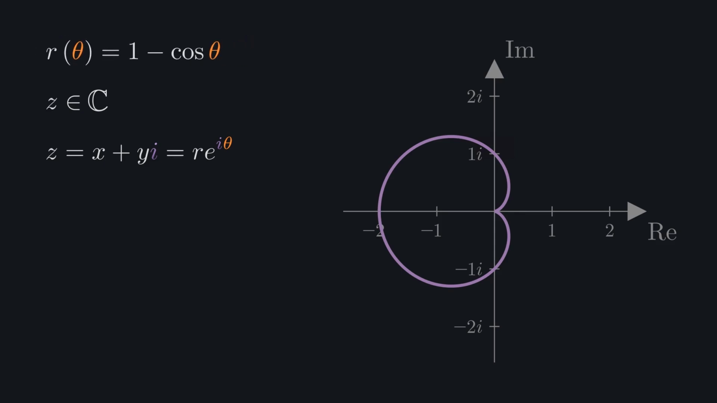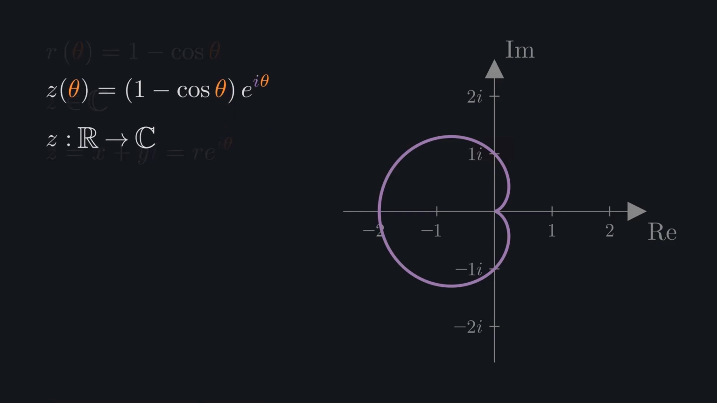We start from the polar form for a generic complex number, r times e to the i theta, and then we replace r with the expression from our polar form above. This lets us treat z as a function of theta, and as long as we limit the domain or input of this function to be real numbers, and consider its range or output to be complex numbers, we have successfully imported the cardioid into the complex plane.